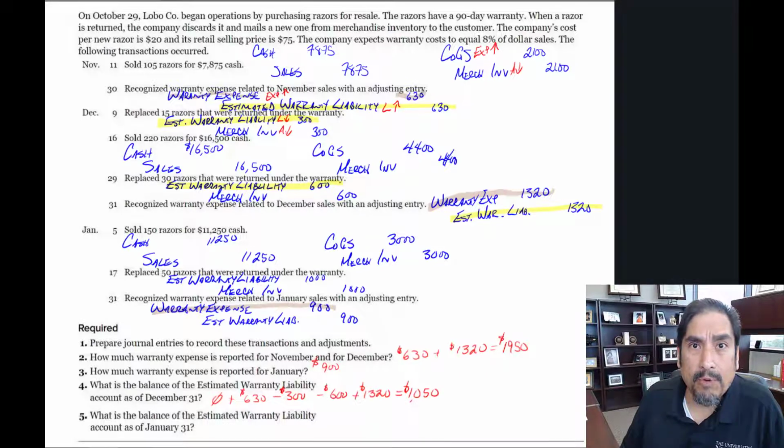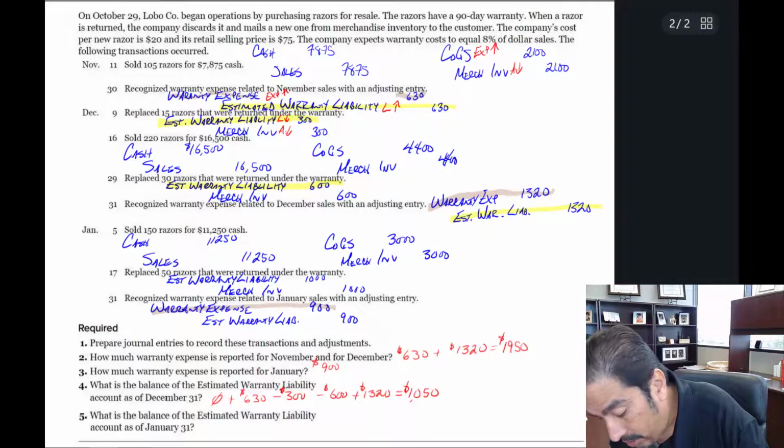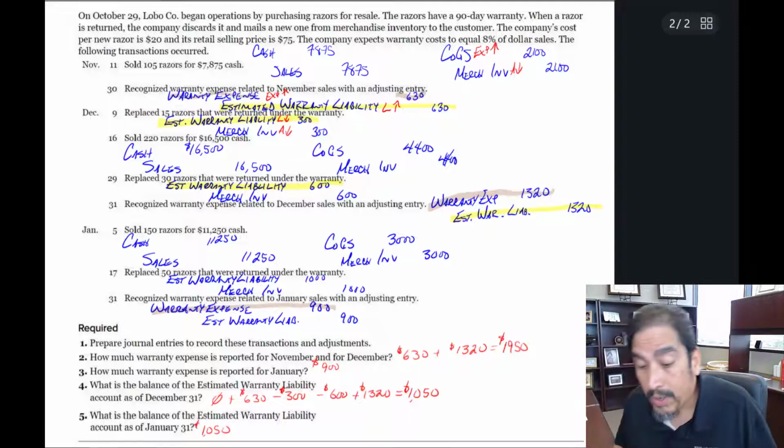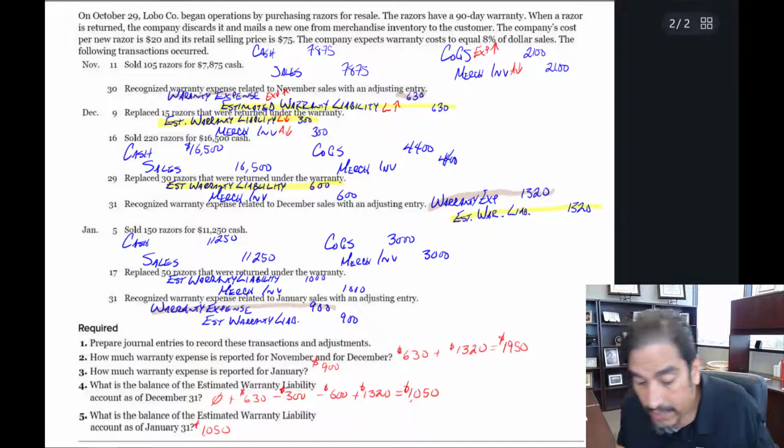And now they're asking us for the ending balance as of January 31st. We're going to use the same formula, only now we do have a beginning balance. Our beginning balance for January is our ending balance from December. So we're going to start off with 1,050 in there, and then we're going to look to see what additions and subtractions happened in the month of January.